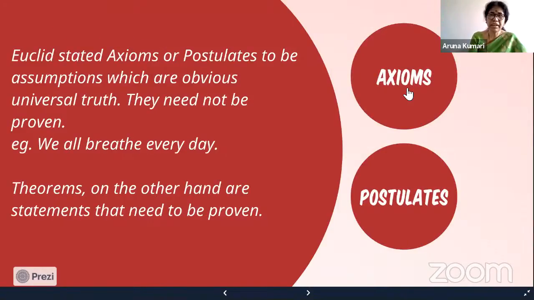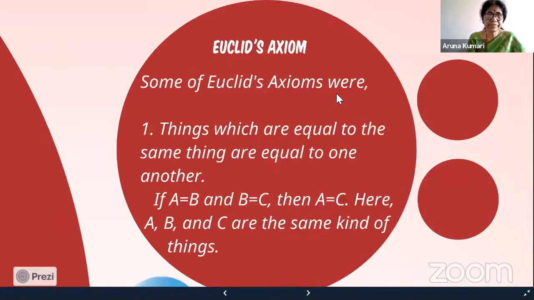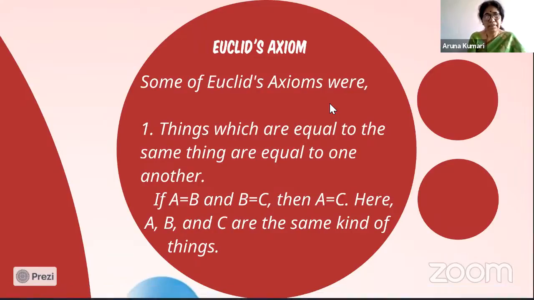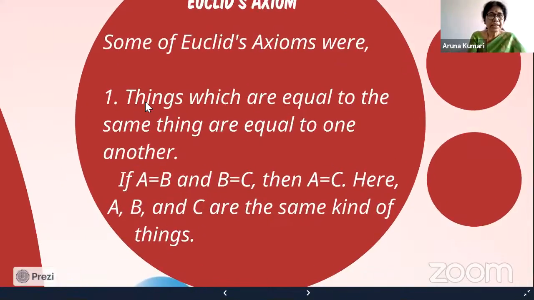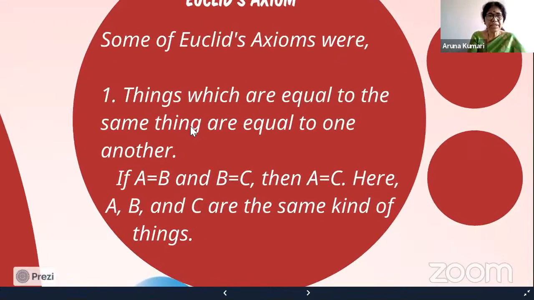Now, let us see some of the axioms. We have already studied them, but let us review. Some of Euclid's axioms were: things which are equal to the same thing are equal to one another. Things which are equal to the same thing are equal to one another.